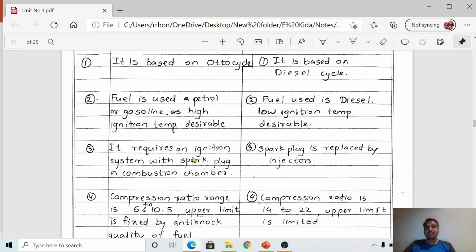Similarly, the next difference: SI engine requires an ignition system with a spark plug in the combustion chamber. We know we always use a spark plug in the case of SI engine, and that spark plug is situated in the combustion chamber. Similarly, in the case of CI engine, there is generally or conventionally no use of a spark plug, so the spark plug is replaced by the injectors. So this is one of the differences between SI and CI.